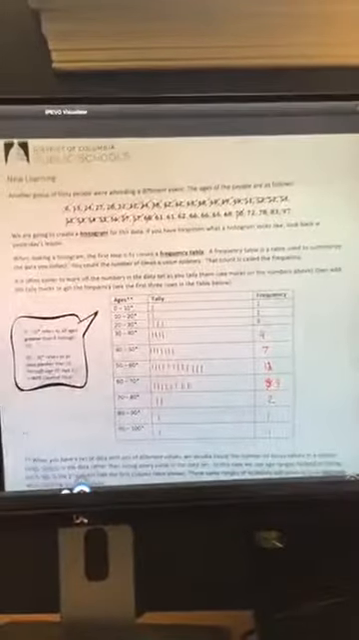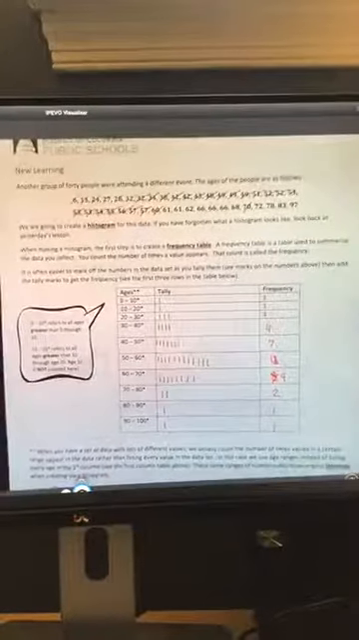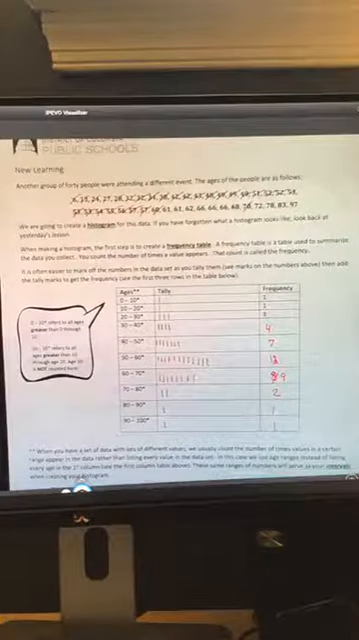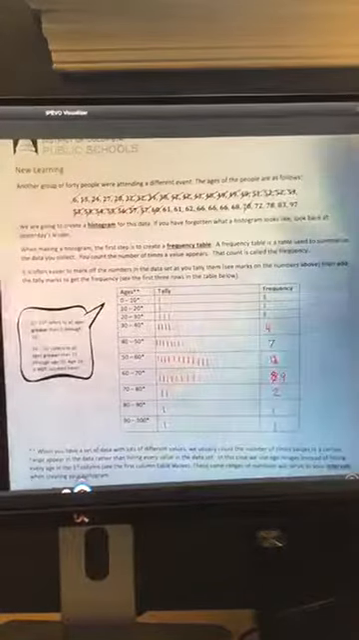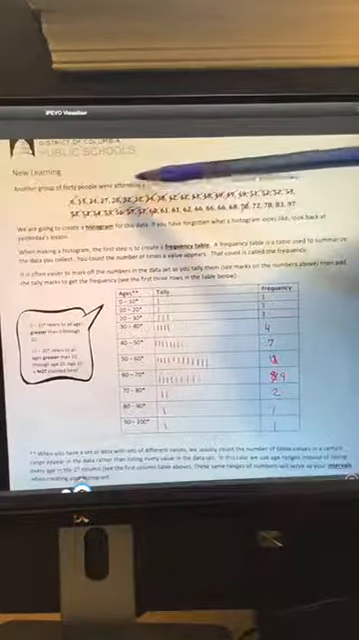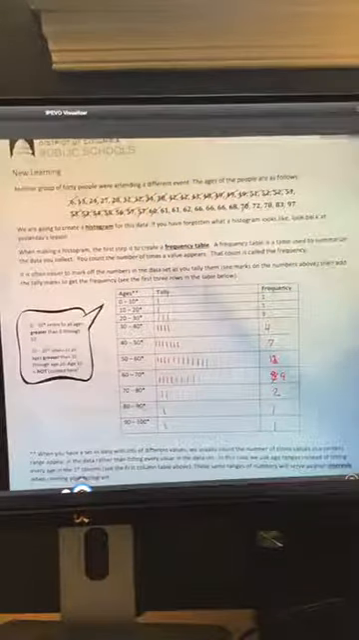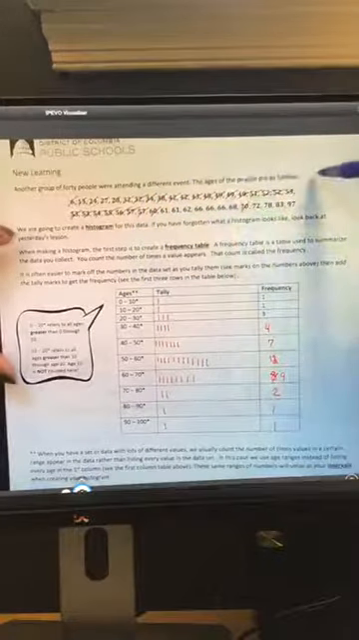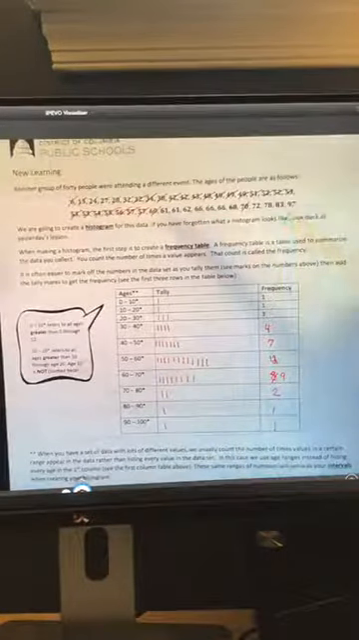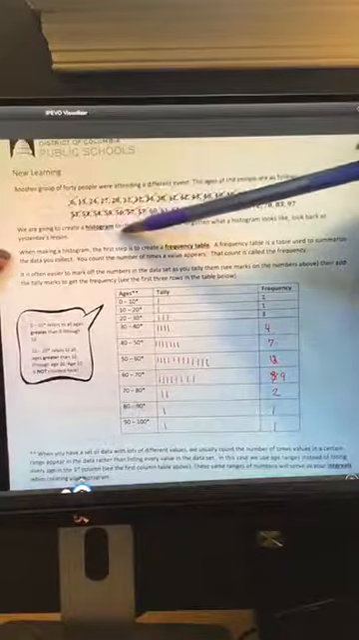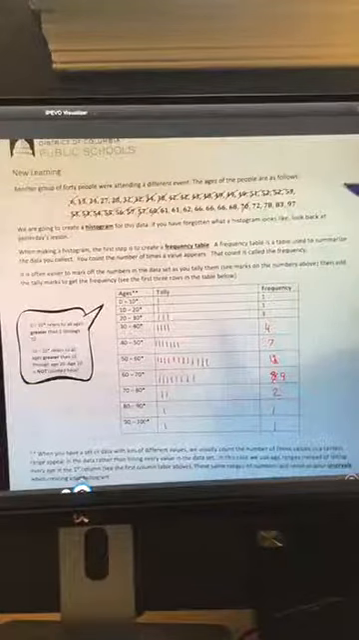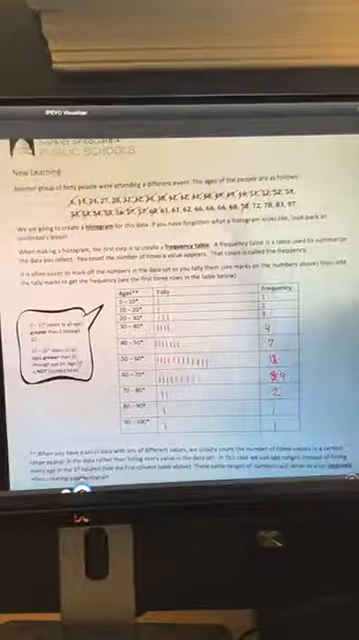Okay, so let's go ahead and dive into our new learning. Monday we learned about dot plots. Today we're going to learn about histograms. So, reading the situation, another group of 40 people were attending a different event. The ages of the people are as follows. So here are all of the ages of the people at the event. We're going to create a histogram for this data. If you've forgotten what a histogram looks like, please go back and review Monday's lesson.